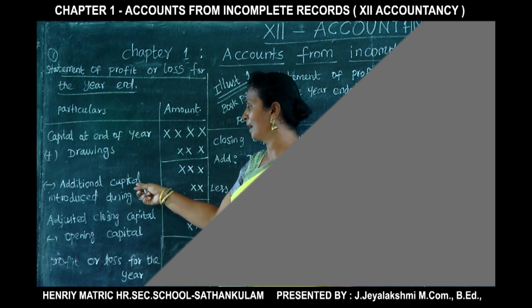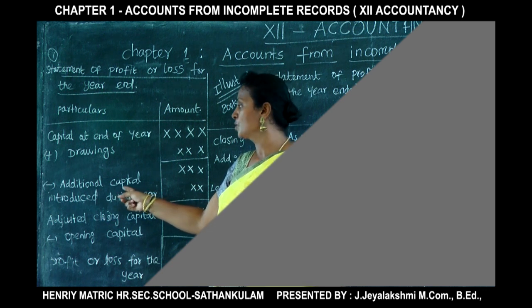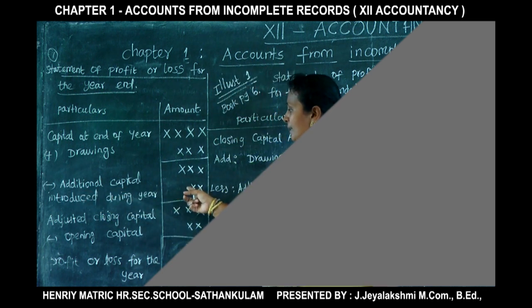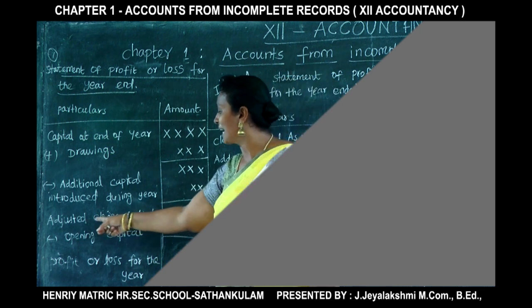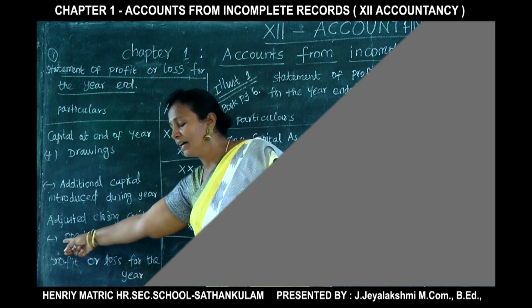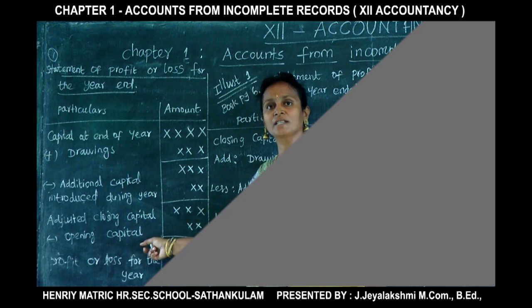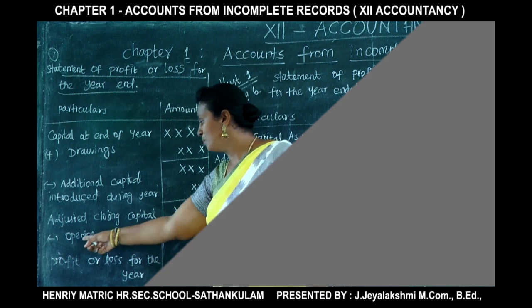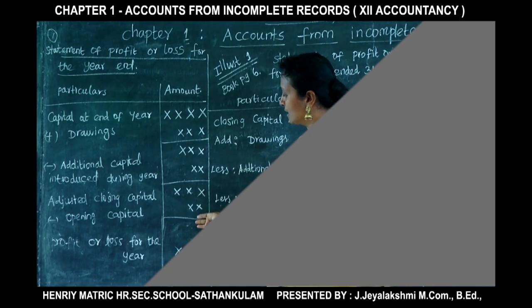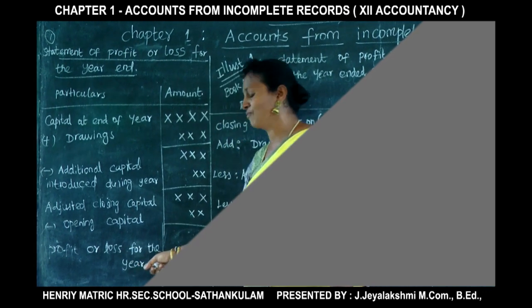Additional capital, as we have already discussed, is the further amount we invest for the growth of the business concern, so that amount should be deducted. By deducting additional capital introduced during the year, we get the adjusted closing capital. Next we deduct the opening balance, which means the initial amount we first invested in the business. By adding and lessing the additional capital and opening capital, we get the profit or loss for the year.